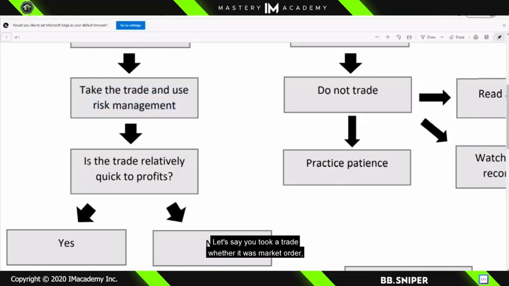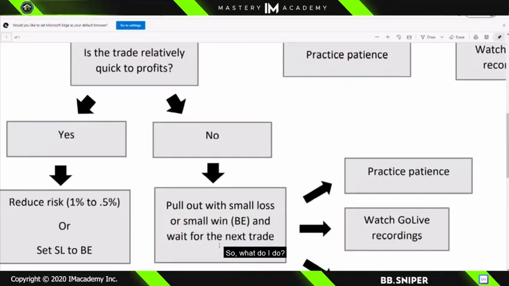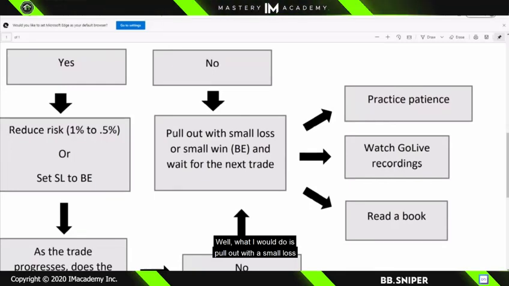Okay. Let's say you took a trade, whether it was a market order, maybe you set a limit, and you're in the market, it's a live trade. Is it quickly into profits? No, John, it's not quickly into profits. So what do I do? Well, what I would do is pull out with a small loss or a small win, which would either way count as a break even in my book, and then wait for the next trade.